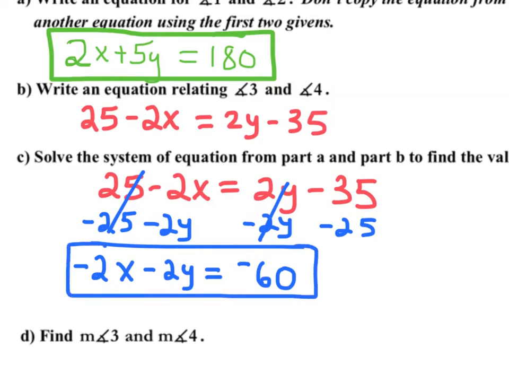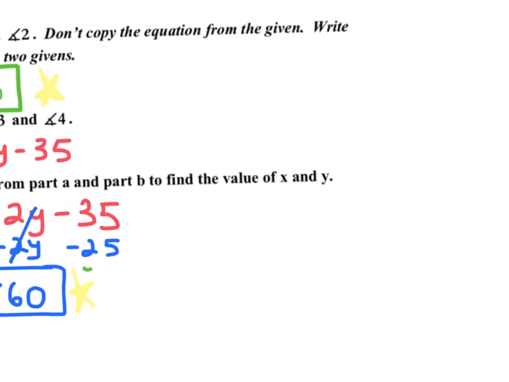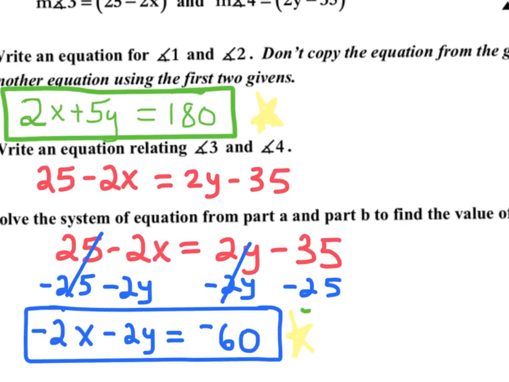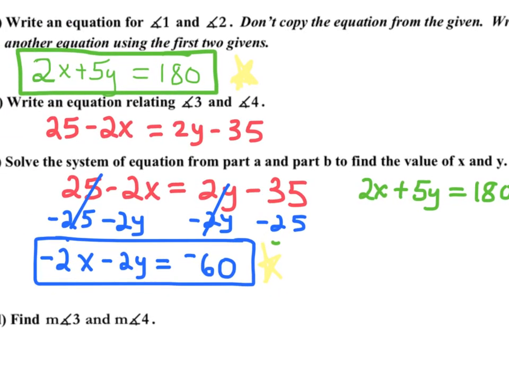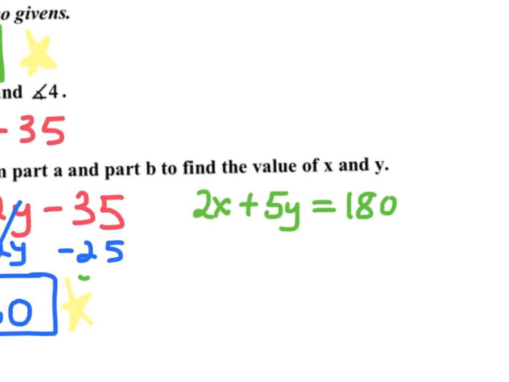So now, as you can see, I have two equations, putting a star by the first one in green and a star by the second one. That's going to be the system. So I have to set these up. I have to line these up. And I'm going to do that right over here. So I have 2x plus 5y equals 180. And the other one is negative 2x minus 2y equals negative 60.